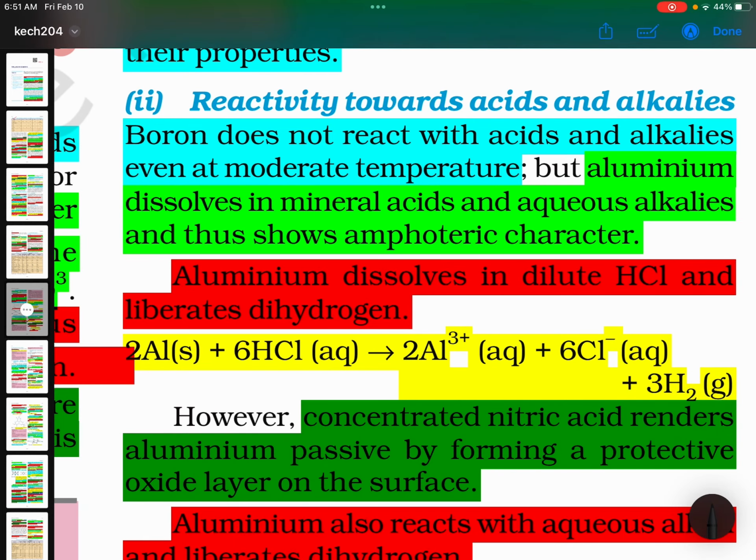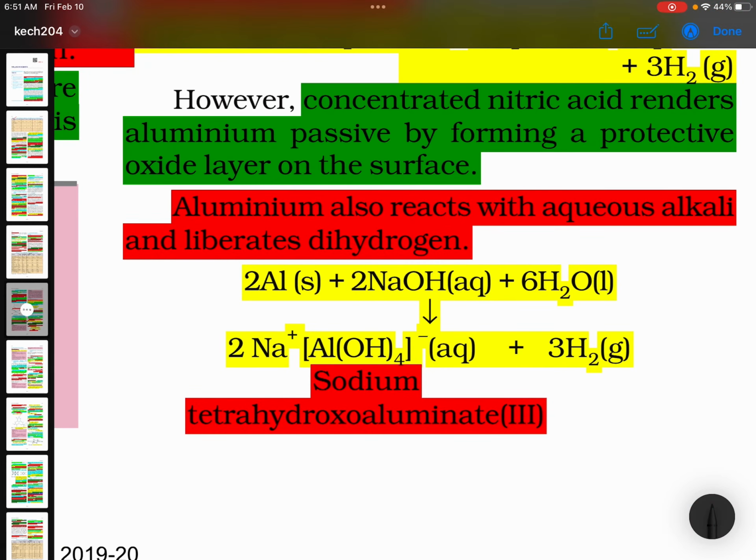Boron does not react with acids and alkalis, even at moderate temperatures. Important. But aluminum dissolves in mineral acids and aqueous alkalis. Very interesting: aluminum can react with acids as well as bases and release hydrogen gas in both cases. Concentrated nitric acid renders aluminum passive by forming a protective oxide layer on the surface. Very important.